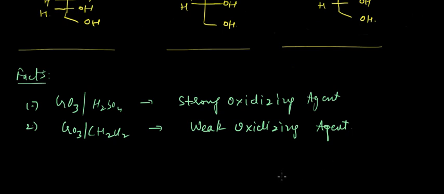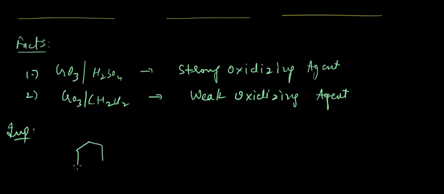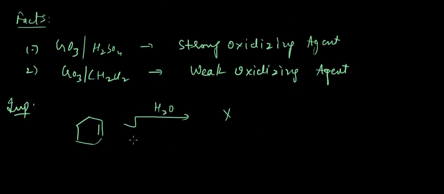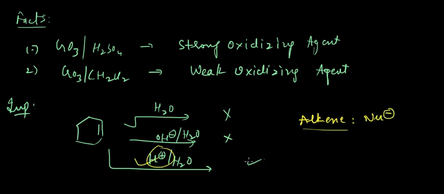Next we can see that this is an important concept: when we react, let's say, an alkene with plain water, it won't show any reaction. If we react with OH minus and water, it won't show any reaction. And if we react with H plus and H2O, then it will show reaction. Why? Because alkene is a nucleophile. Alkene will behave as a nucleophile. It will attack an electrophile, something like H plus in the reaction. Okay, hence it will show reaction here.